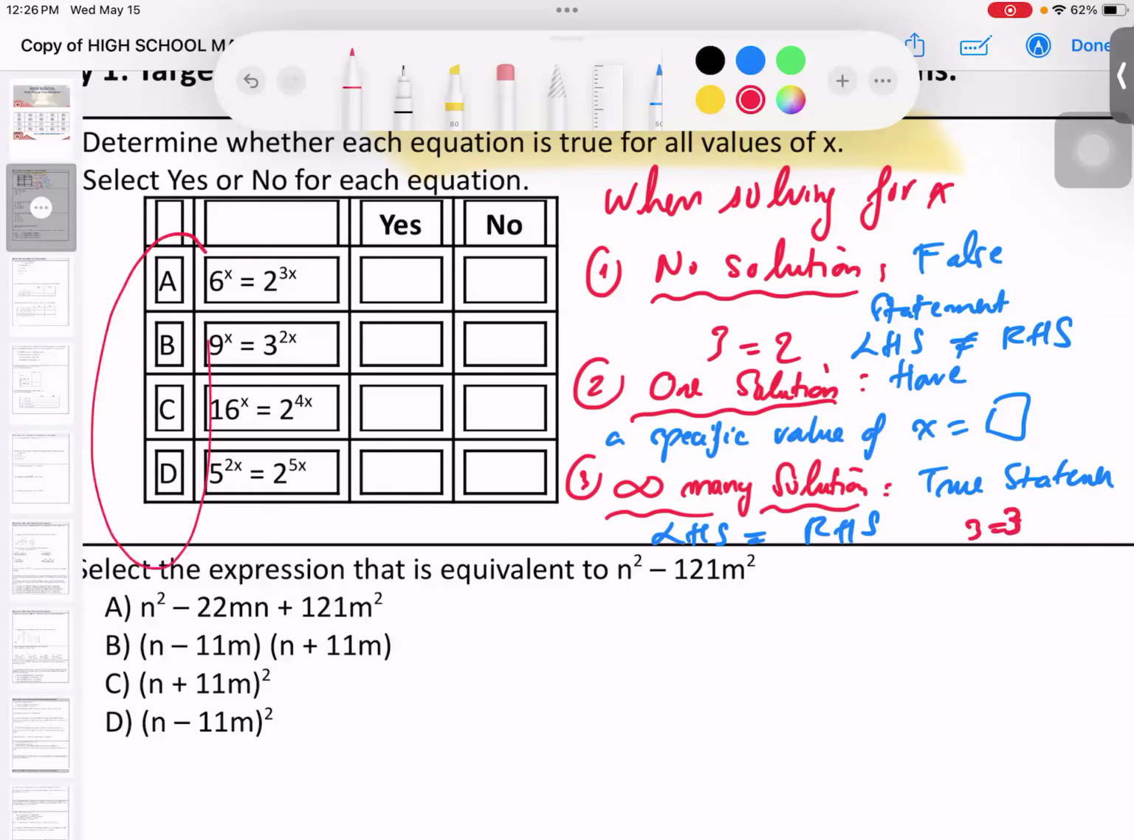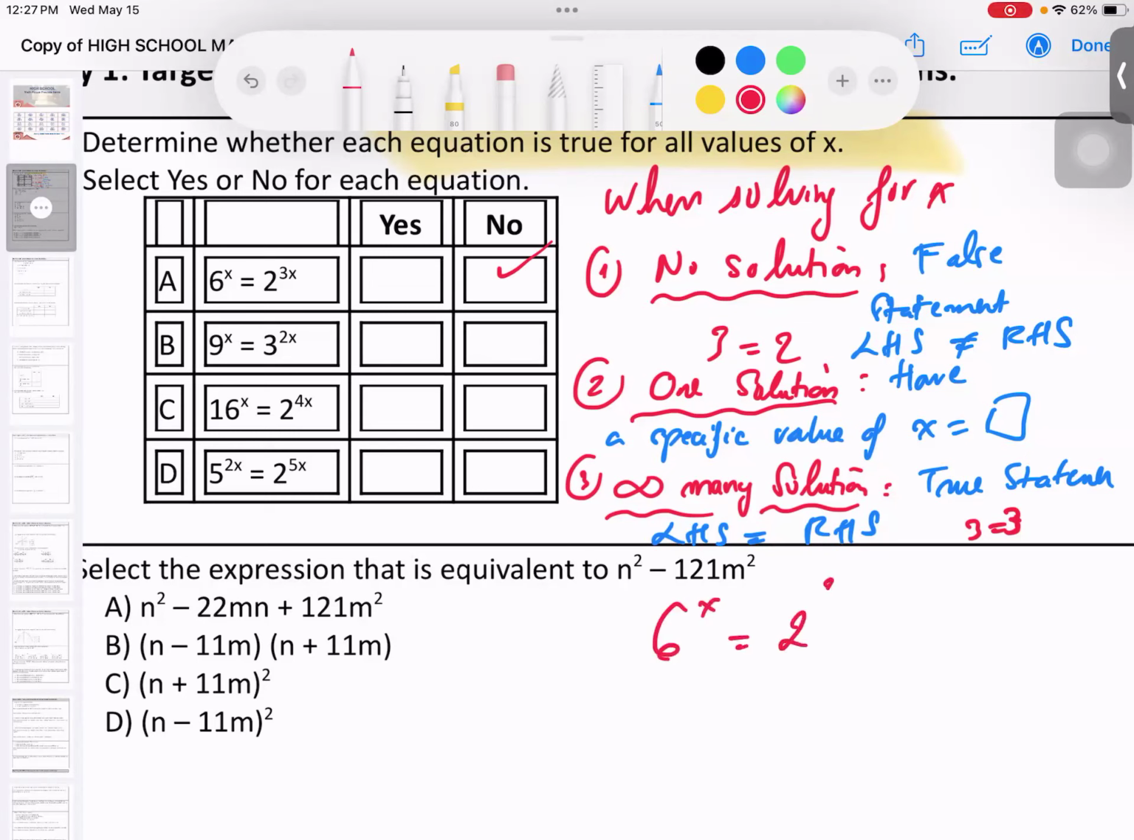Now look at these four: A, B, C, D. Which one do you think is going to give you infinitely many solutions? In other words, which one is going to give you the left hand side equal to the right hand side? Let's take a look one by one. A. Yes or no? How do you know it's no? Good answer. Okay. It is no, because the left side is not equal to the right side.